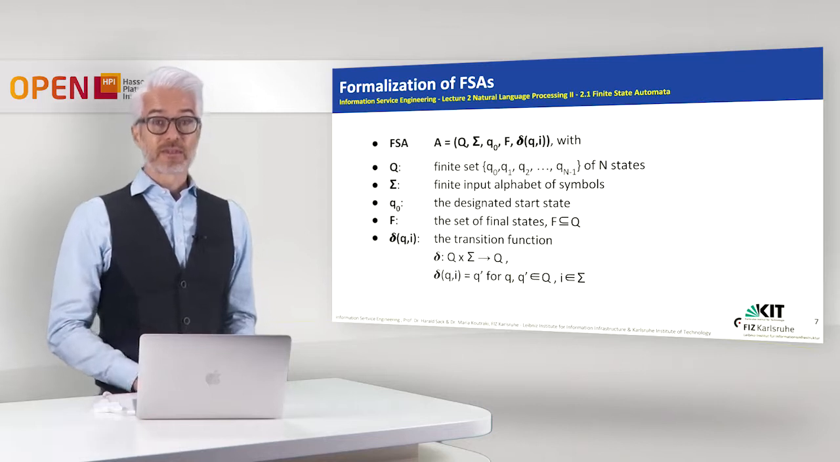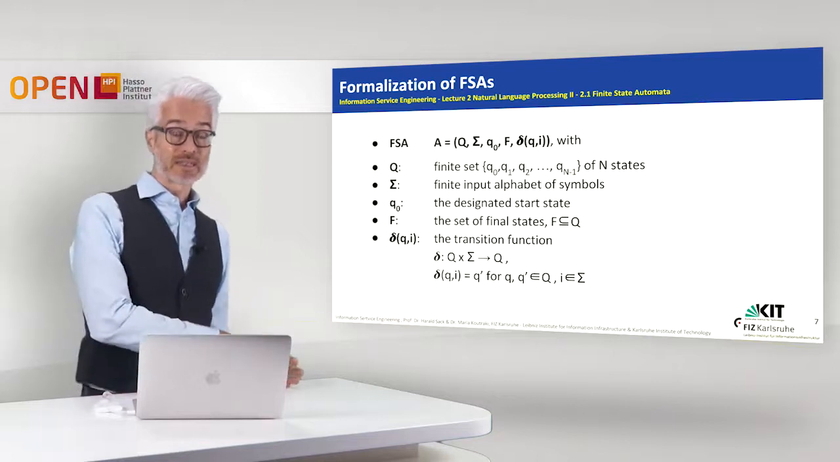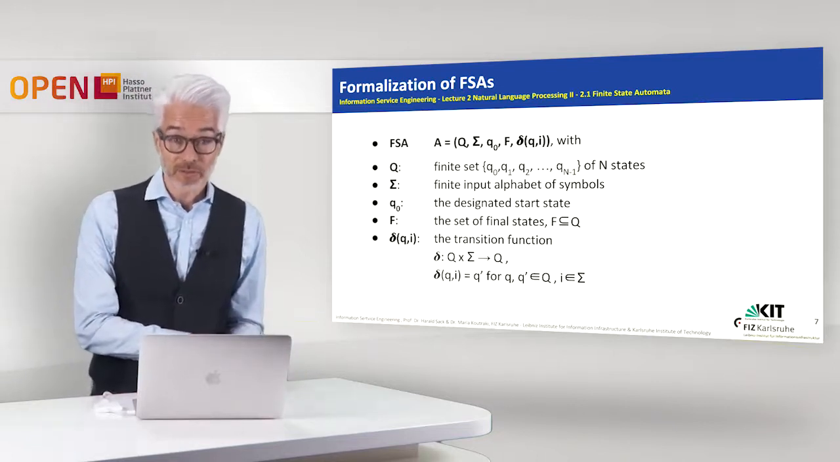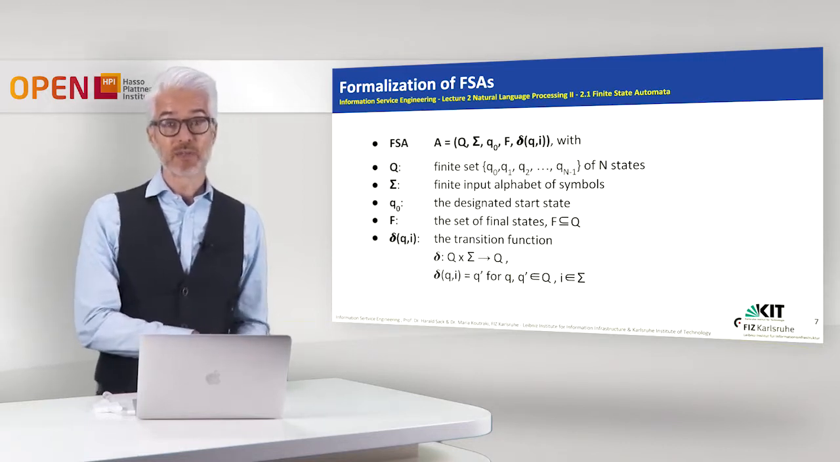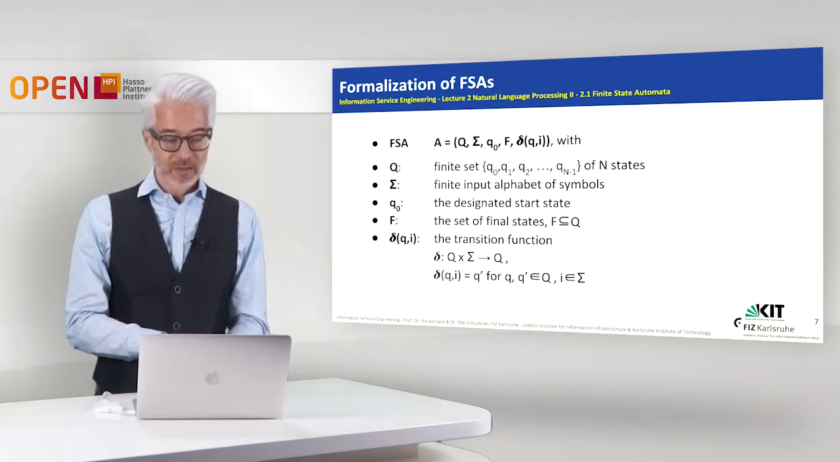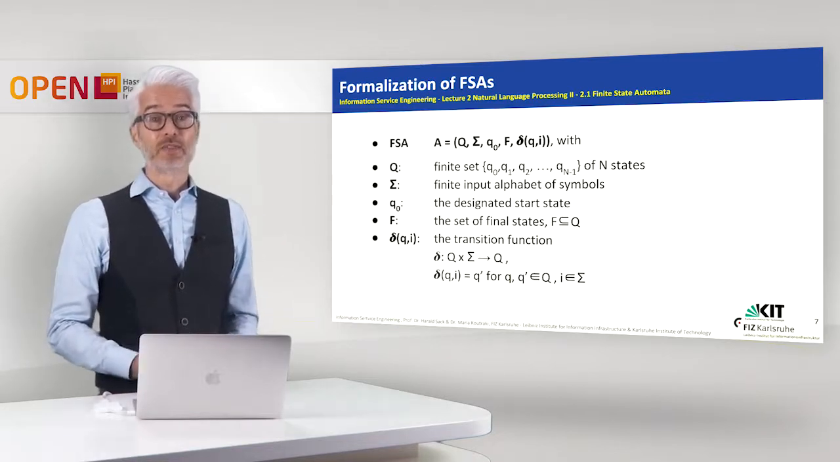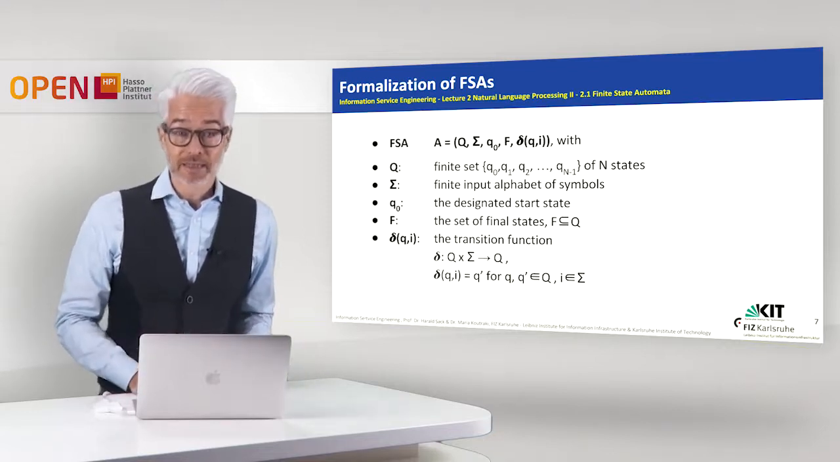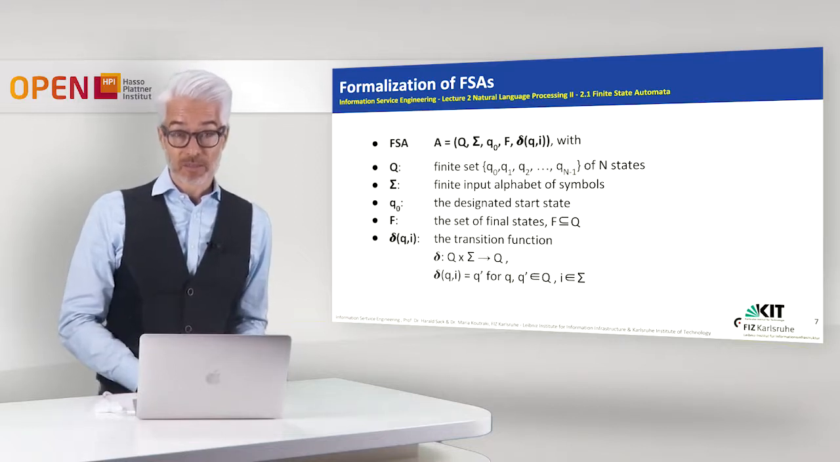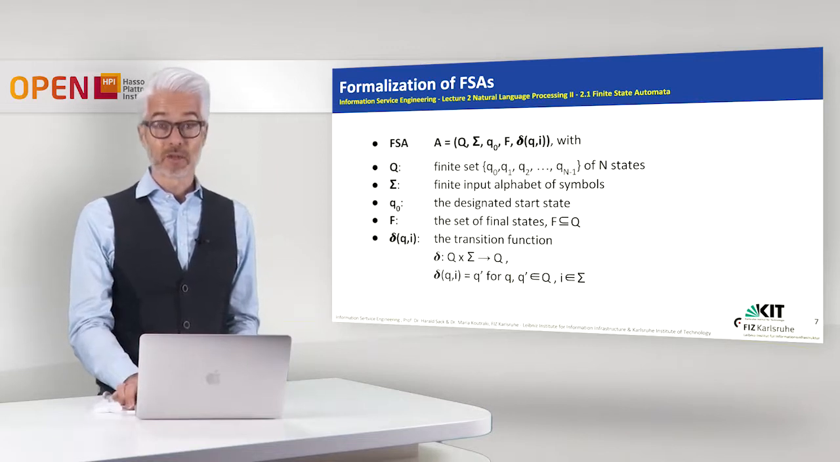And finally, what we need is the transition function. This is the function that defines what happens if I encounter a specific symbol in a specific state. This function delta is defined on the set of states and the input alphabet, and it maps to another state, so to the set of states. So delta applied on Q and I usually results in Q prime, where both Q and Q prime are elements of the set Q of states, while I is one of the input symbols. And this is the formalization of the finite state automaton.